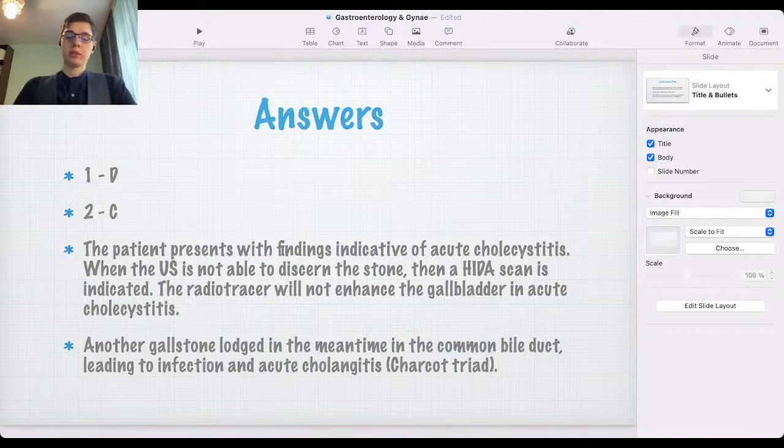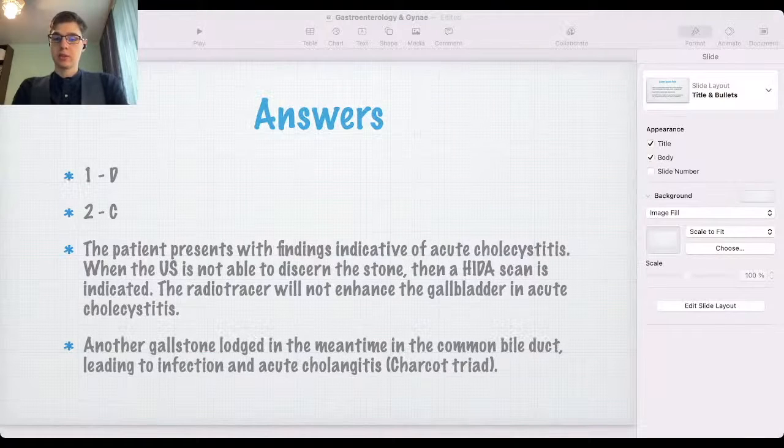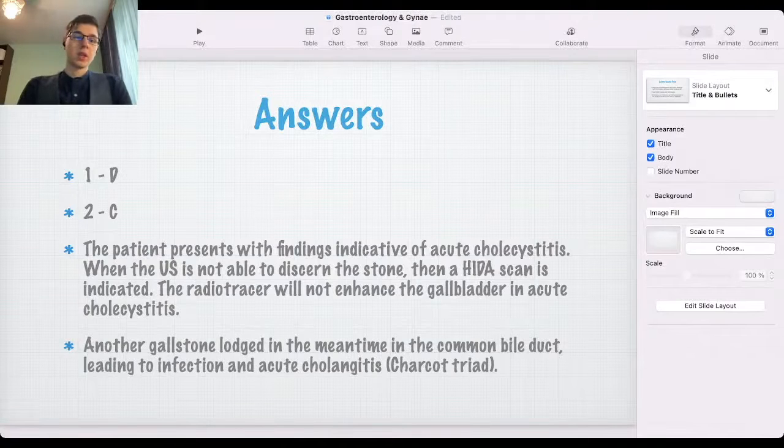The first one was a HIDA scan, D. The second one was, as Talha said, cholangitis. Now, the patient presents with findings indicative for acute cholecystitis in the first part. When the ultrasound is not able to discern the stone, the HIDA scan is the next indication for a diagnostic test. The radio tracer will not enhance the gallbladder in the case of acute cholecystitis.